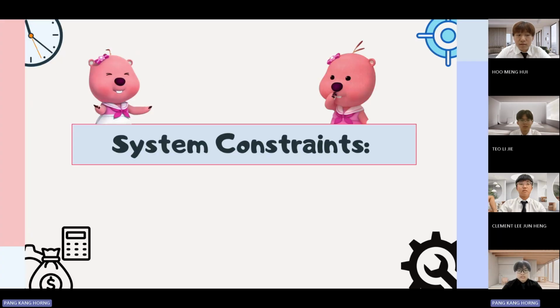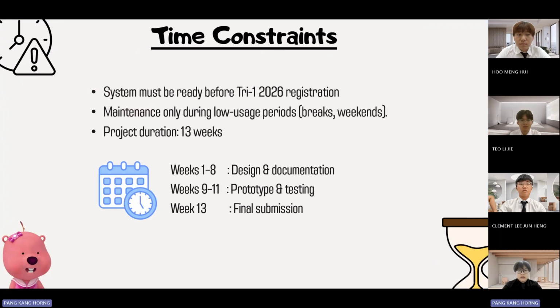Okay, so now I will present about the system constraints. The first one is time constraints. The system must be ready before trimester 1, 2026 registration. Maintenance is only during low usage periods, such as the break and the weekends. The project duration is 30 weeks.